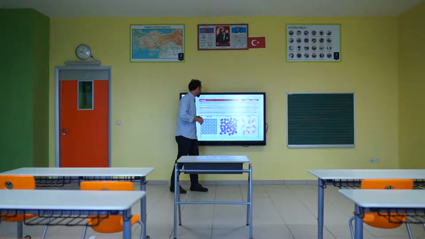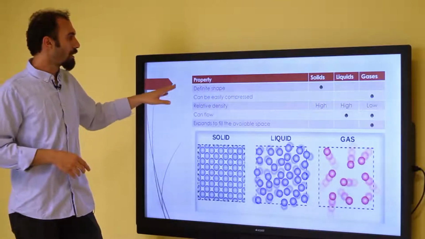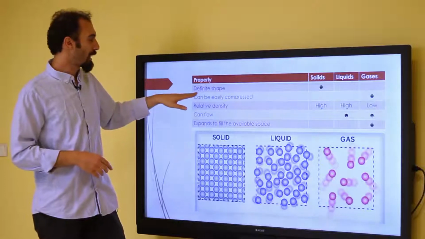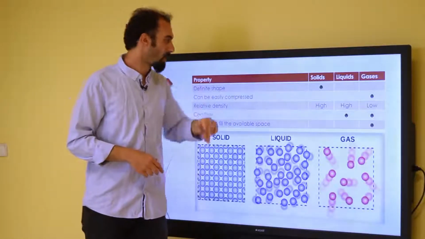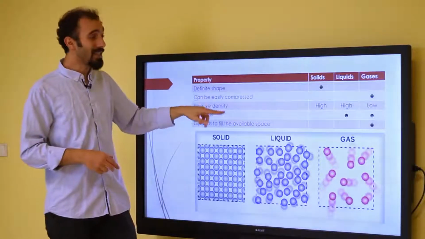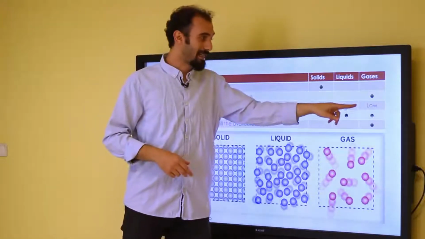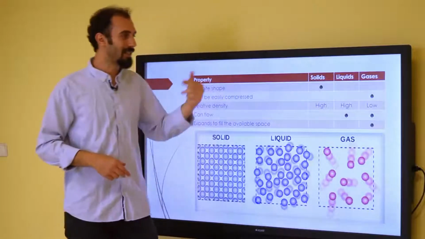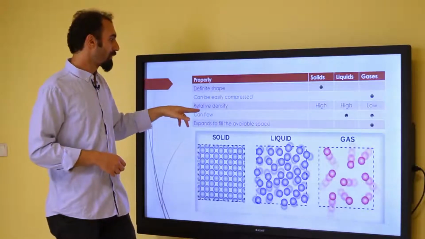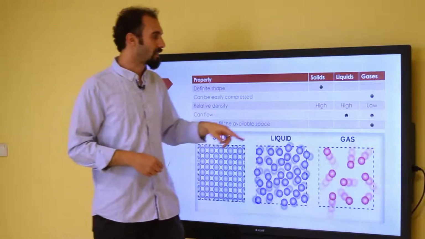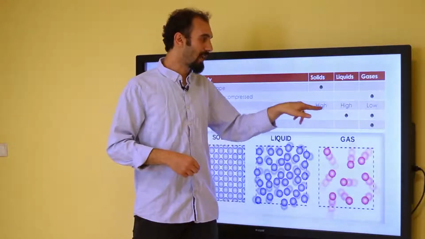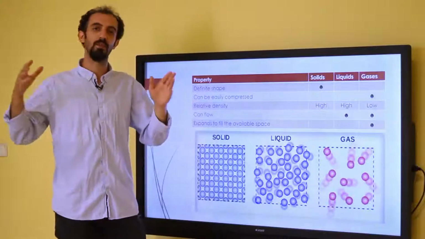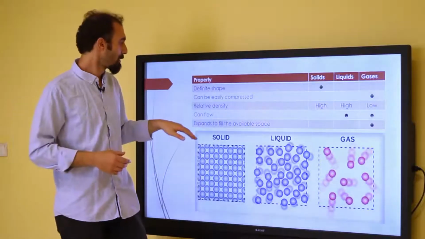Now, to sum up the properties of solids, liquids, and gases. Which has a definite shape? Only solids. Which can be compressed easily? Only gases. Of course, we can compress liquids and solids, but it's not as easy as compressing a gas. For relative density, solids and liquids have high densities, while gases have low densities, because of the great distances between the particles.